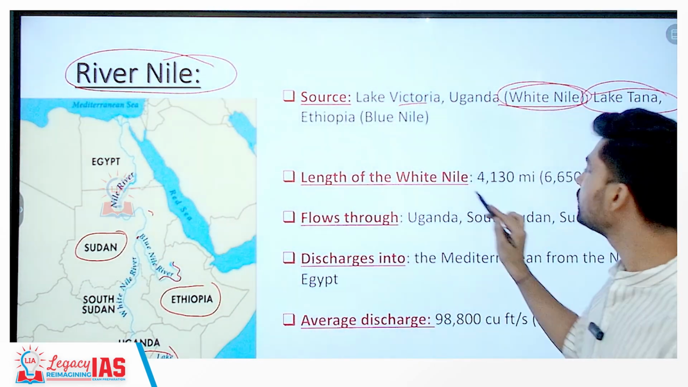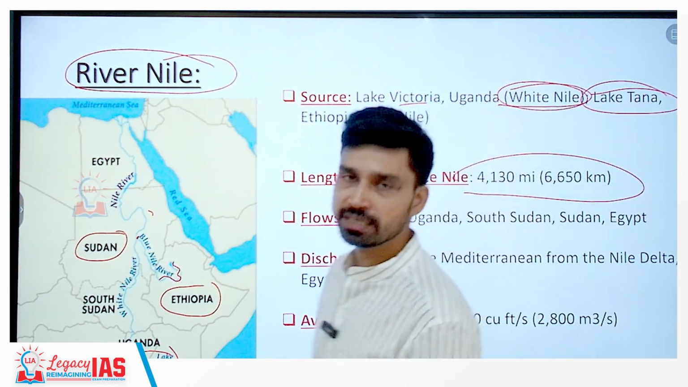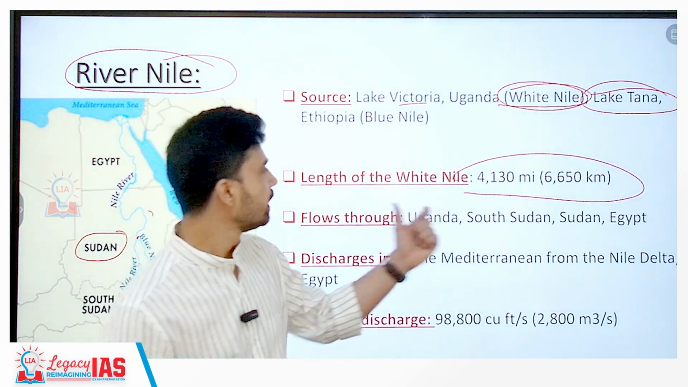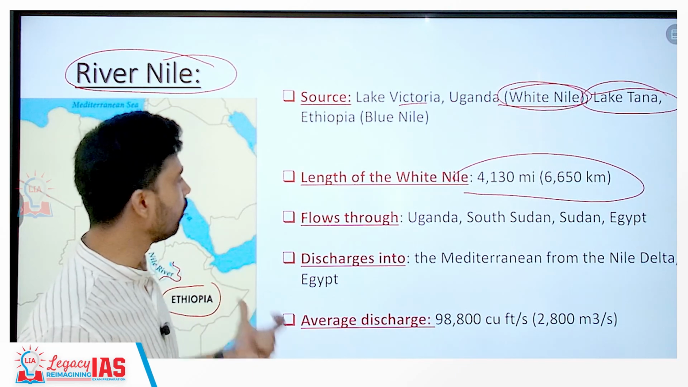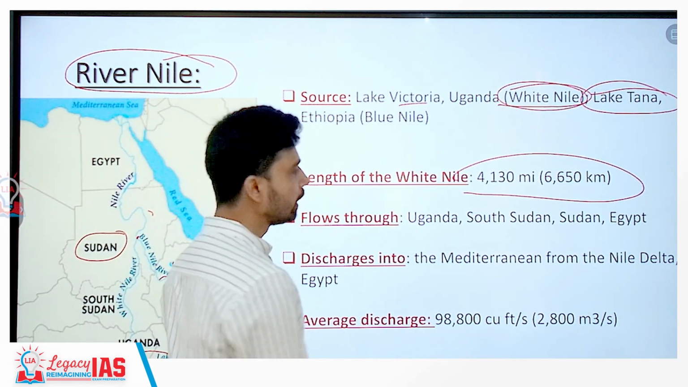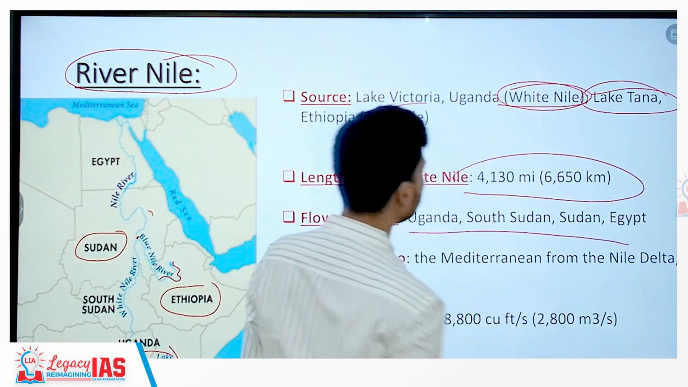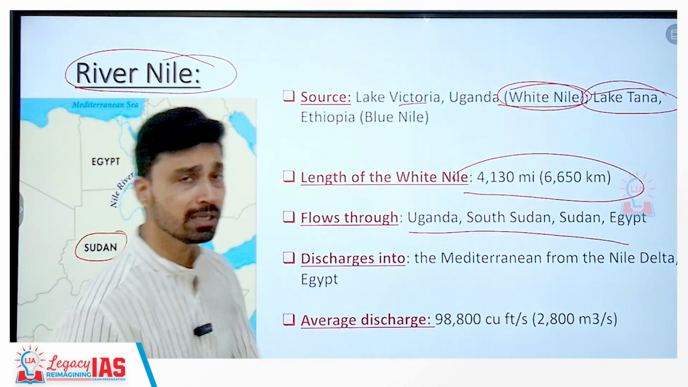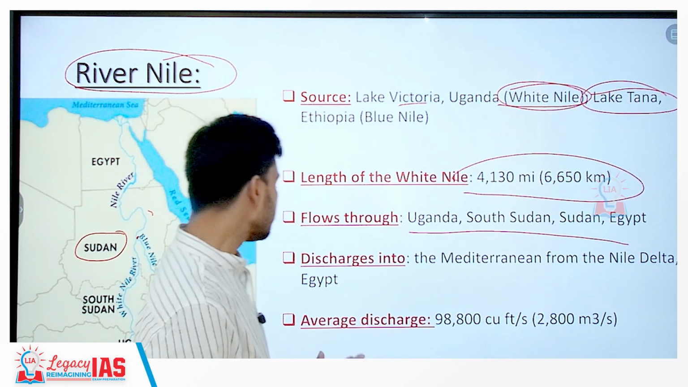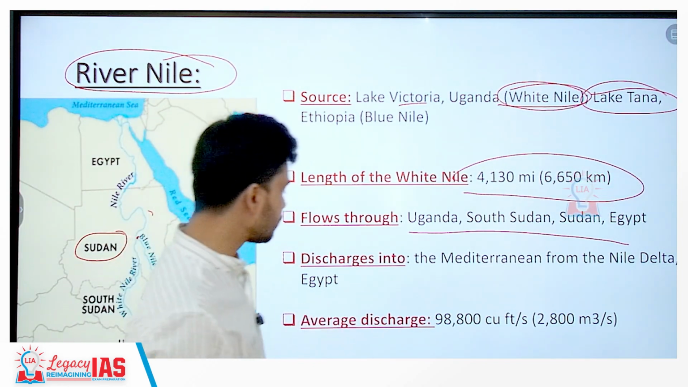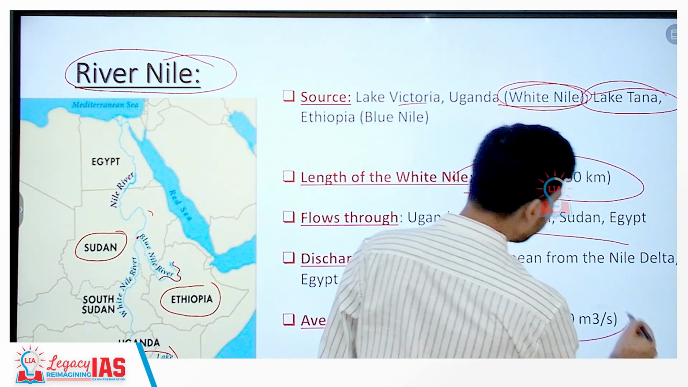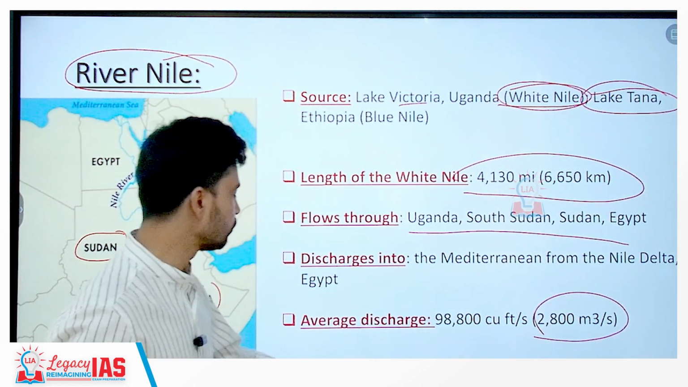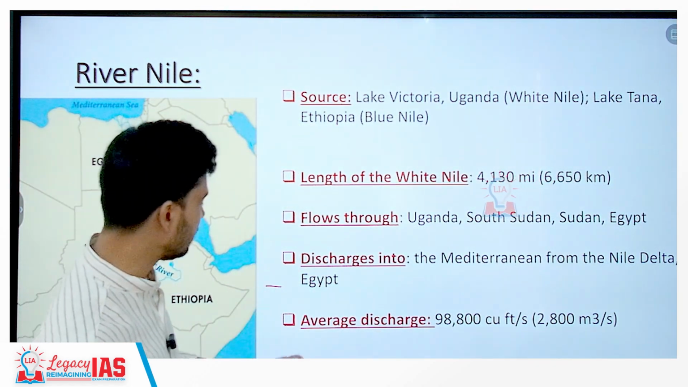The length of this entire river is 6,650 kilometers, and it is the longest river of the world as well as Africa, obviously. It passes through four countries, Uganda, South Sudan, Sudan and Egypt, discharging its water into the Mediterranean Sea, and the volumetric discharge of the river Nile is around 2800 cubic meters per second. So these are some important points about the Nile river.